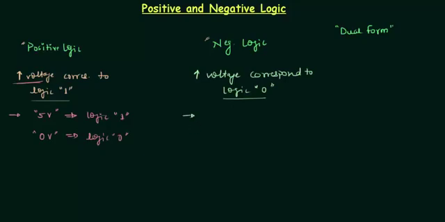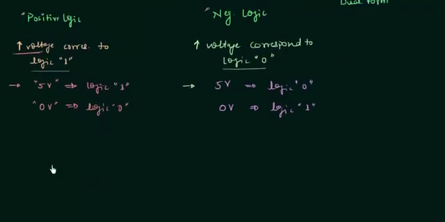So we can say that if we have 5 volts in negative logic, then it will be represented as logic 0, because this is the higher value. And if you have 0 volts, then it will be represented as logic 1, because this is the lower value. In exams also there may be some problems depending upon positive and negative logic. So let's practice one problem and we will end this presentation after it.